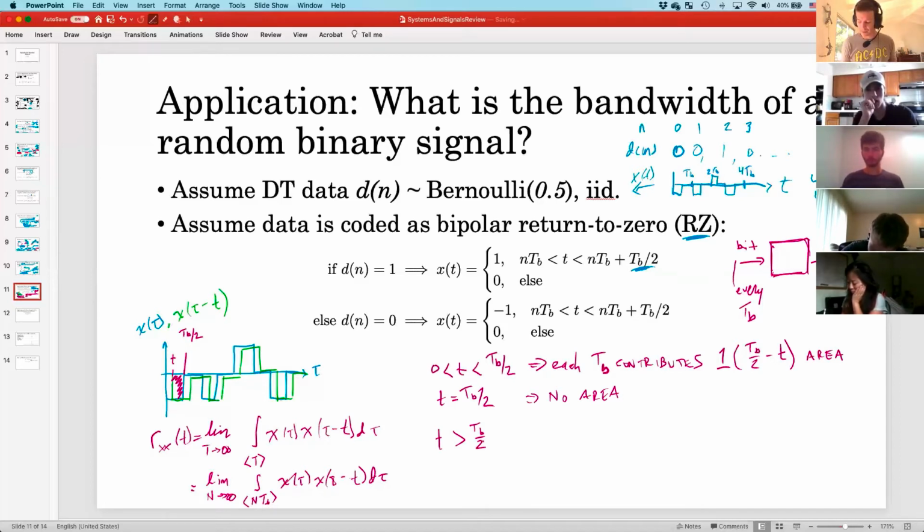tell me, if I am sitting in this bit stream, say I am this 0 bit, what's the chance that the next bit is a 0? 50%. What's the chance the next bit is a 1? 50%. So half the time, when I get shifted onto that bit's period, I'll contribute positive area. The other half the time, when I get shifted onto that bit, there will be negative area contributed. And that is true over every single bit period.